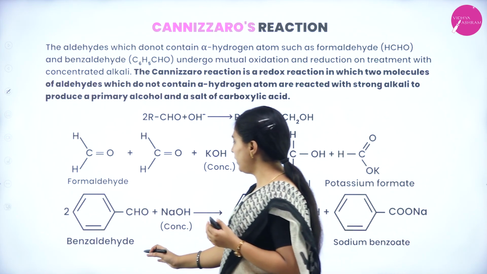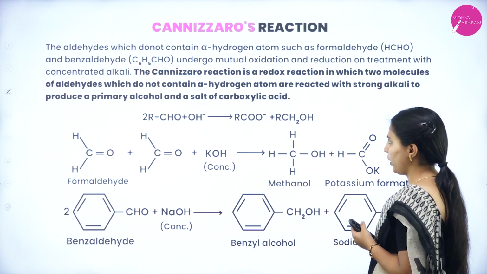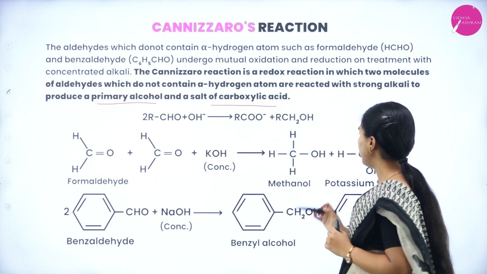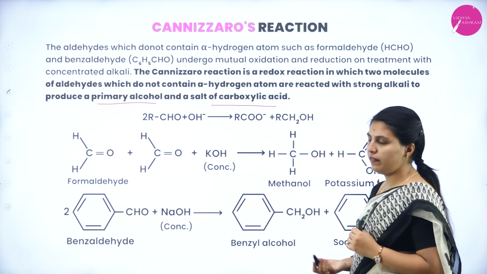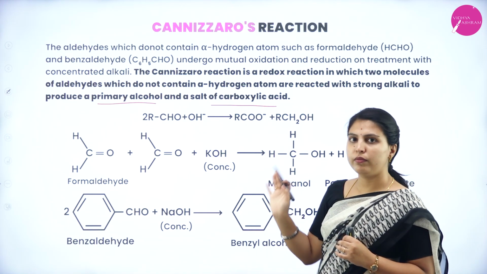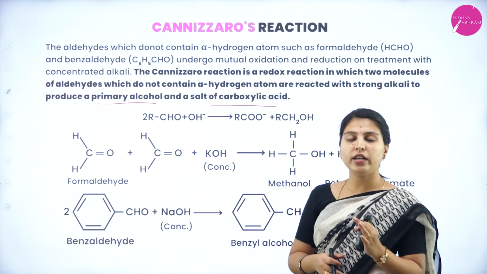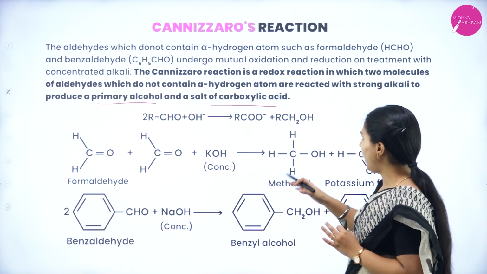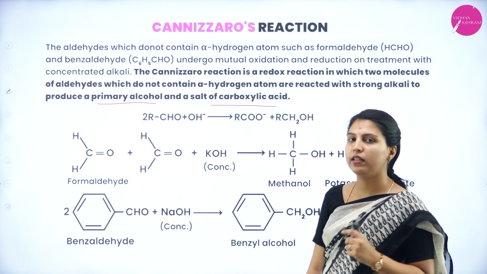Here if you see benzaldehyde treated with concentrated sodium hydroxide, benzyl alcohol and sodium benzoate. What they have told, primary alcohol and salt of carboxylic acid will be formed. Here this is primary alcohol methanol, this is benzyl alcohol. This is a very important reaction where the aliphatic and aromatic aldehydes like formaldehyde and benzaldehyde respectively, which do not have a single alpha hydrogen, then what will happen? You can see it will happen through redox reaction and it will form primary alcohol and salts of carboxylic acids.